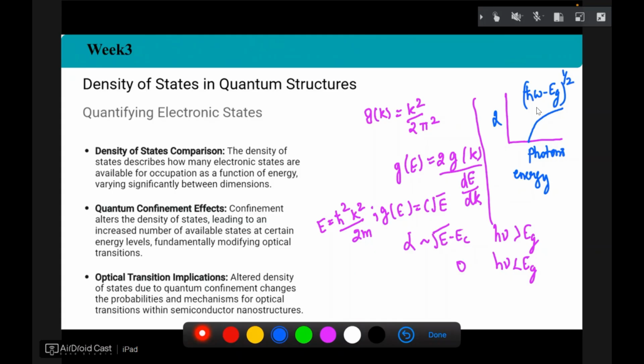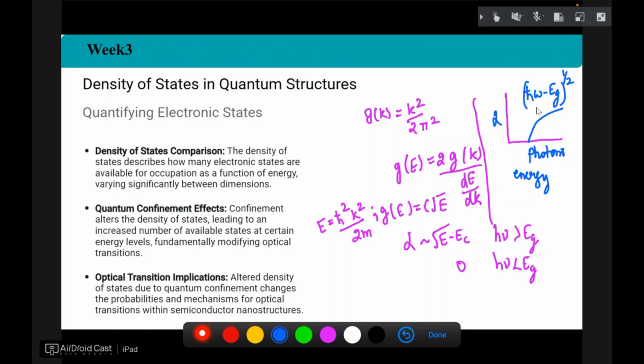So optical quantum confinement effects alter things. When we consider the confinement effects, it will alter the density of states, leading to an increased number of available states at certain energy levels. That will fundamentally modify the optical transition. So when there is a change in the density of states due to quantum confinement, it will change the probabilities and the mechanisms for optical transitions within the semiconductor nanostructures.